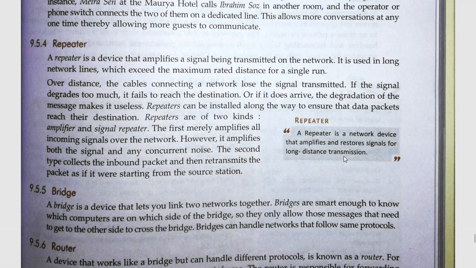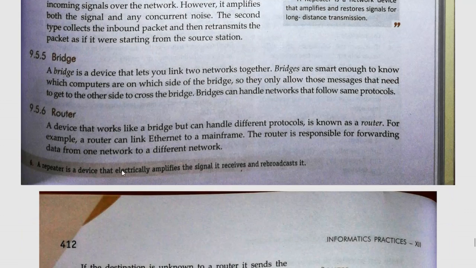Okay, and next thing is the bridge. By the name itself you can understand that it is bridging something. A bridge is a device that lets you link two networks together. Bridges are smart enough to know which computers are on which side of the bridge, so they only allow those messages that need to get to the other side to cross the bridge. Obviously, when you have a bridge, it has to understand that it should allow only certain signals to enter the other part of the bridge. So it is basically connectivity, but smart connectivity again.